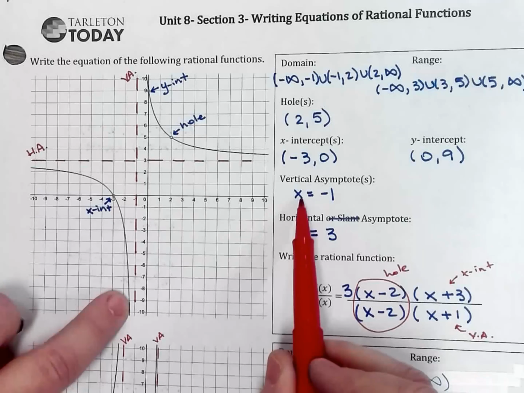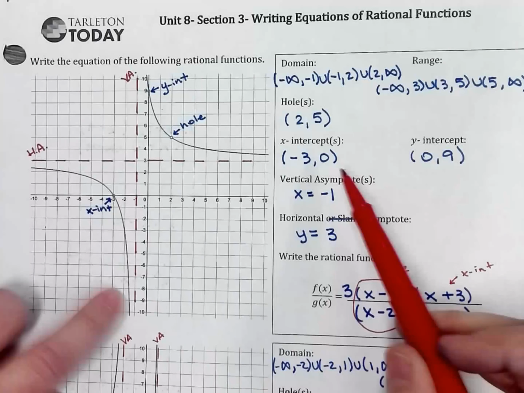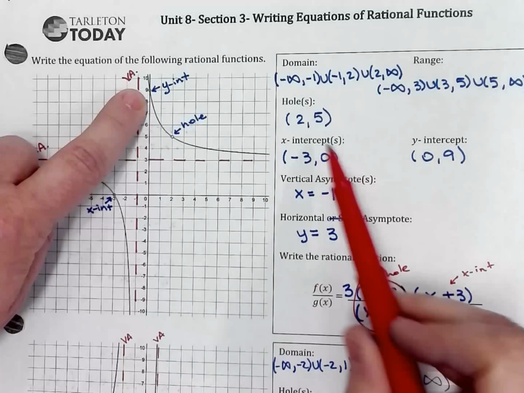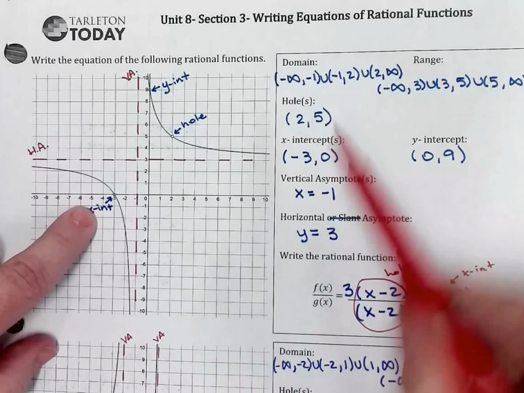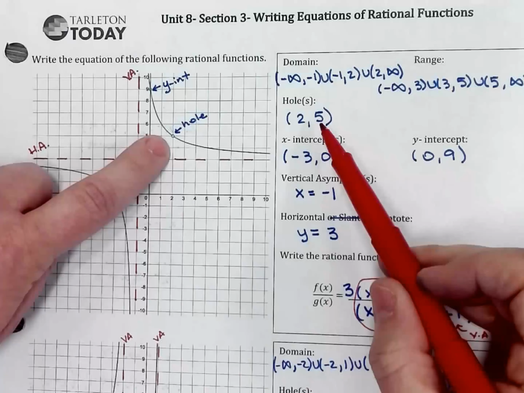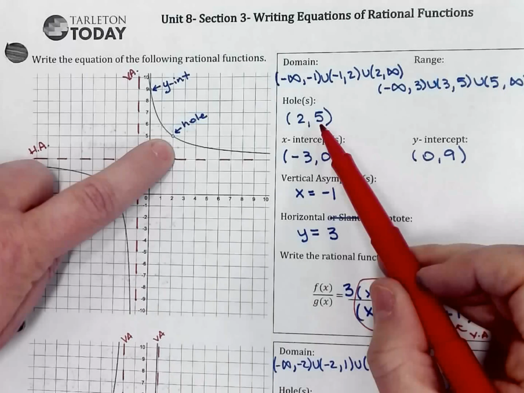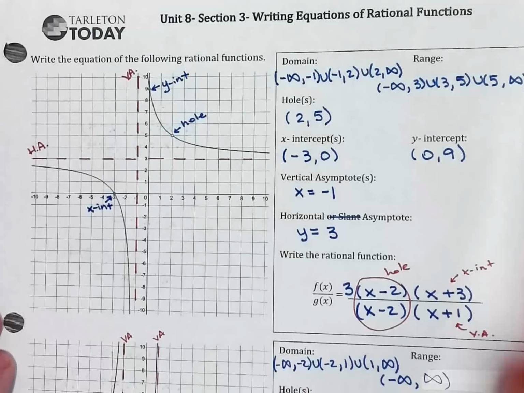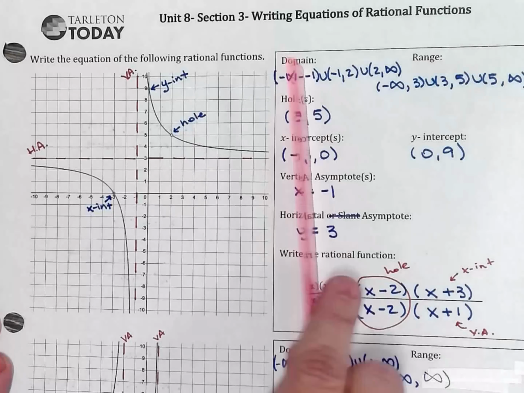Vertical asymptote, from the graph, x equals -1. Y-intercept, x-intercept. The hole I didn't even have to calculate because I can see where that is. And the domain and range.